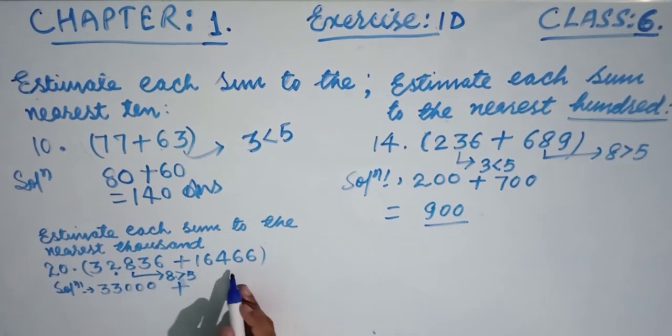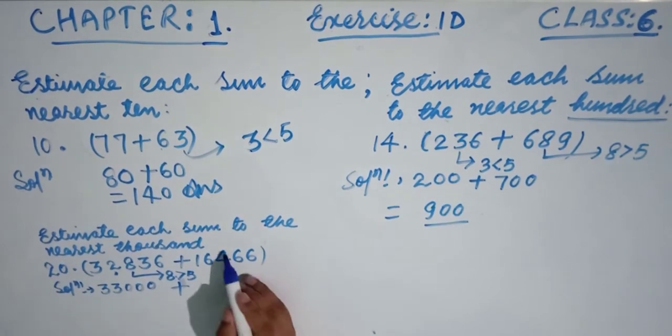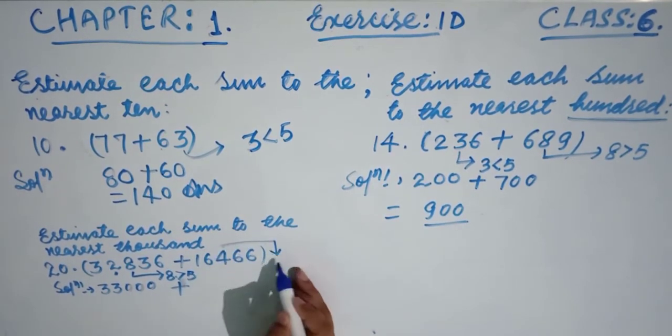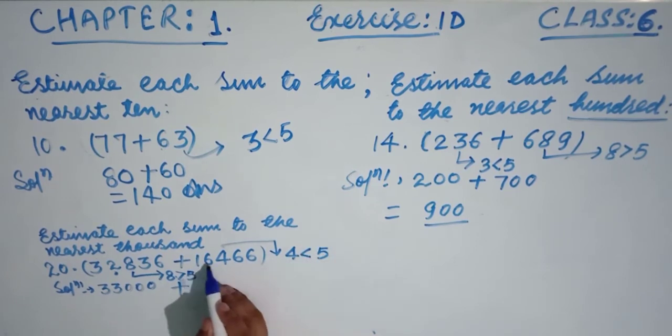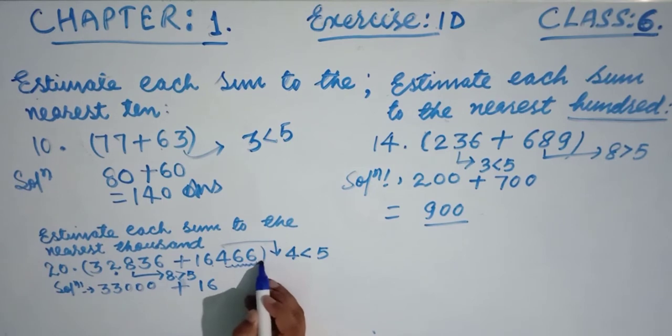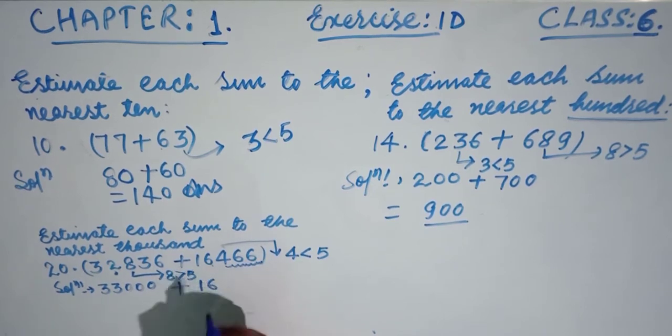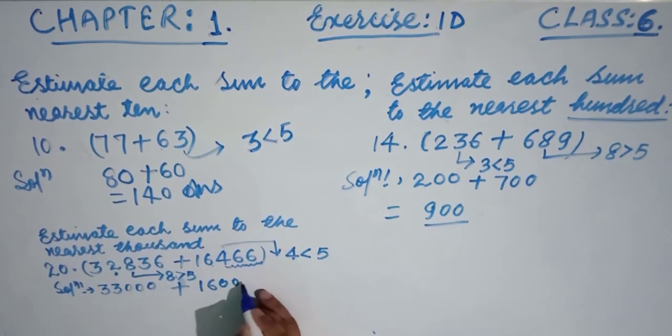Now here, friends, look at the hundreds place digit. Here the hundreds place digit is 4, which is less than 5. Okay, so this 16, the 6 and 1 cannot be changed. This is as it is, friends. Now all the digits except 16 change to 0. This is 0, this is 0, this is 0.